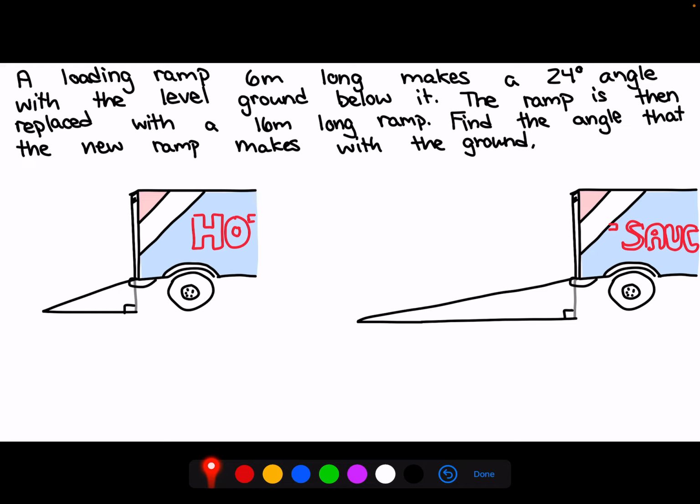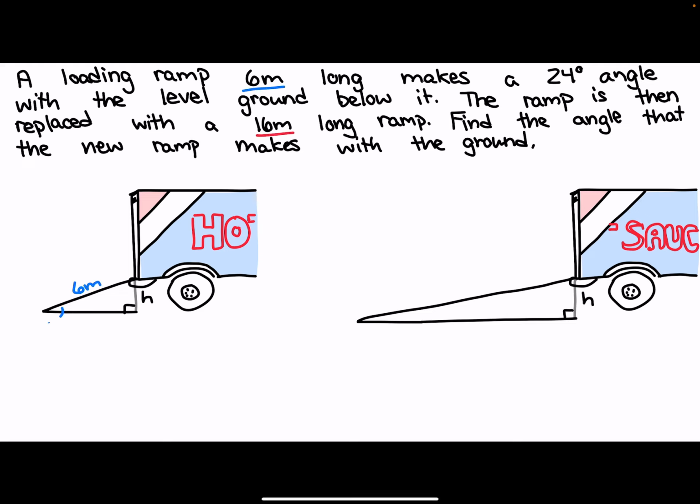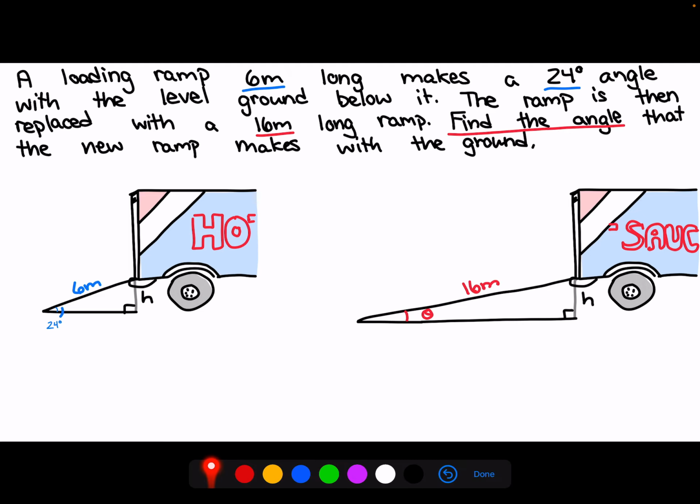Now, since these are both the same truck, they will have the same height. So both of those values are the same. We'll just call those H for now. So let's go ahead and fill in what we know. And since this is a right triangle, that opens up right triangle trig, SOHCAHTOA.